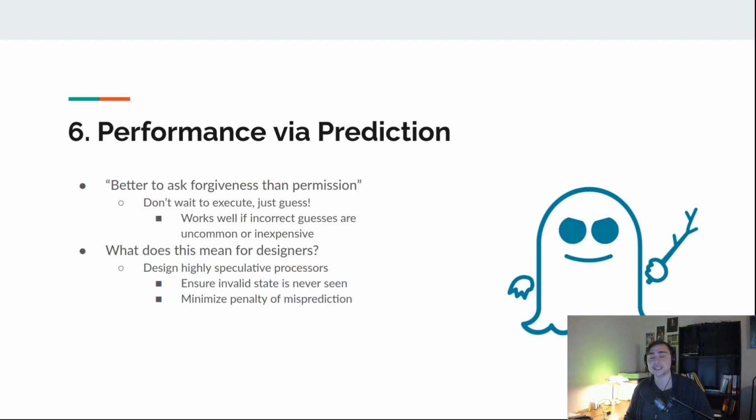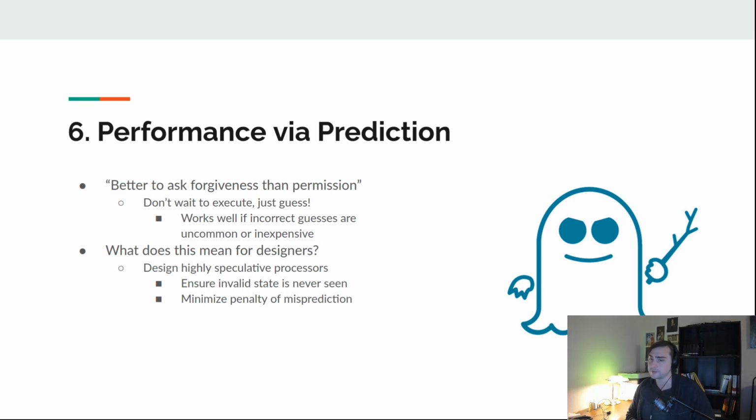At number 6, we have this idea of performance via prediction. A lot of things we do, especially on CPUs, follow this idea that it's better to ask forgiveness than permission, which means we're not waiting around to execute things in many cases, especially with things like branch prediction. We'll just guess and then hope that we're right. And this works really well if incorrect guesses are fairly infrequent, or if we have a way to relatively inexpensively correct if we guessed incorrectly. So what does this mean for designers? It means we design highly speculative processors.